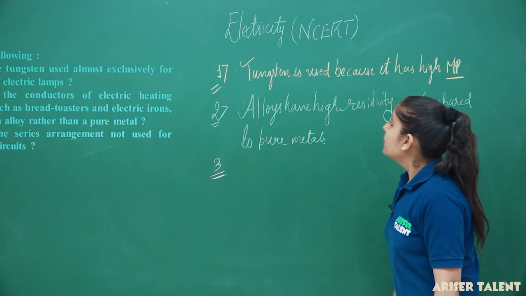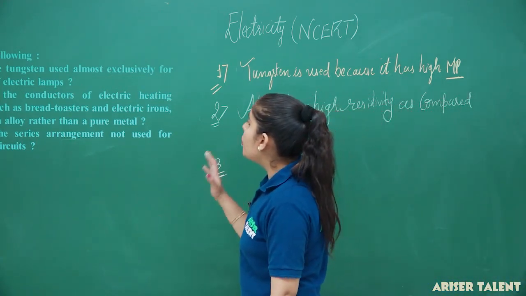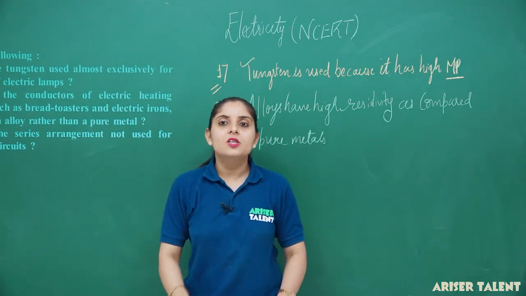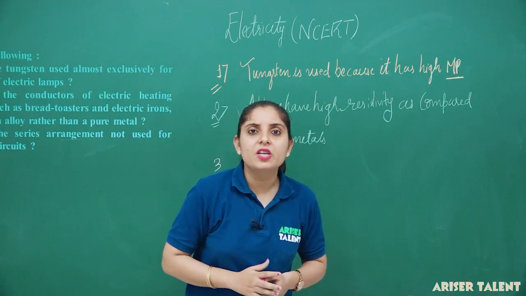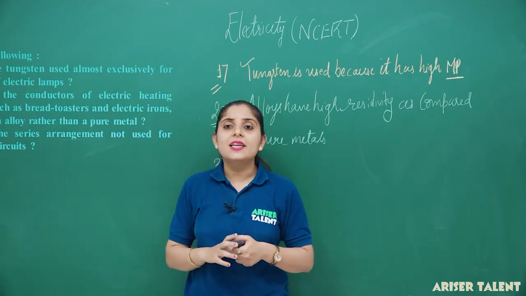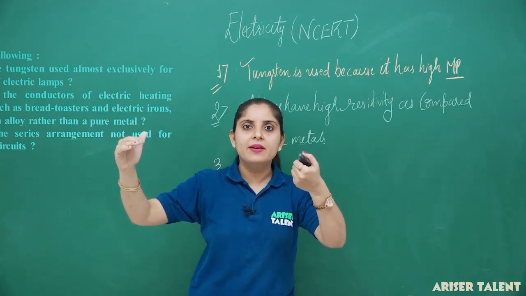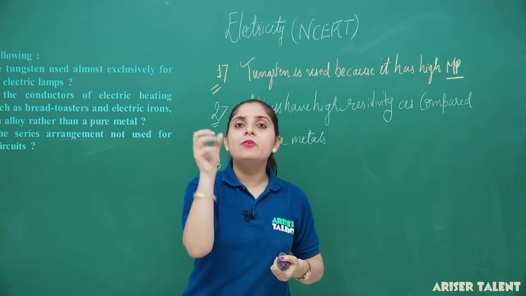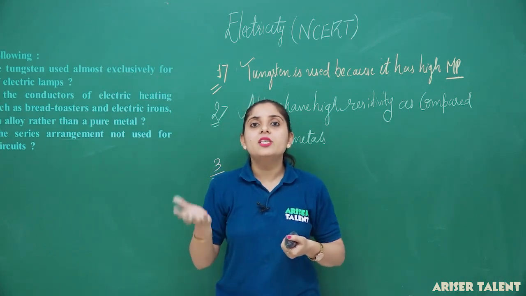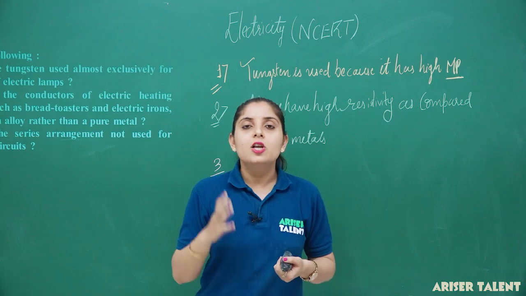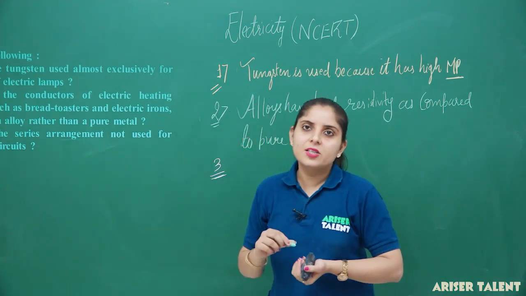Now the third question will be, why is the series arrangement not used for the domestic circuits? So the domestic circuits that we are generally using, we do not have a series combination there. We cannot use the series arrangement there because in series combination all the resistances are connected in one line. If any of the circuit gets damaged, the entire circuit will get destroyed and there will be a stoppage of current in that circuit. So generally series arrangements are not applicable for the domestic circuits we have.